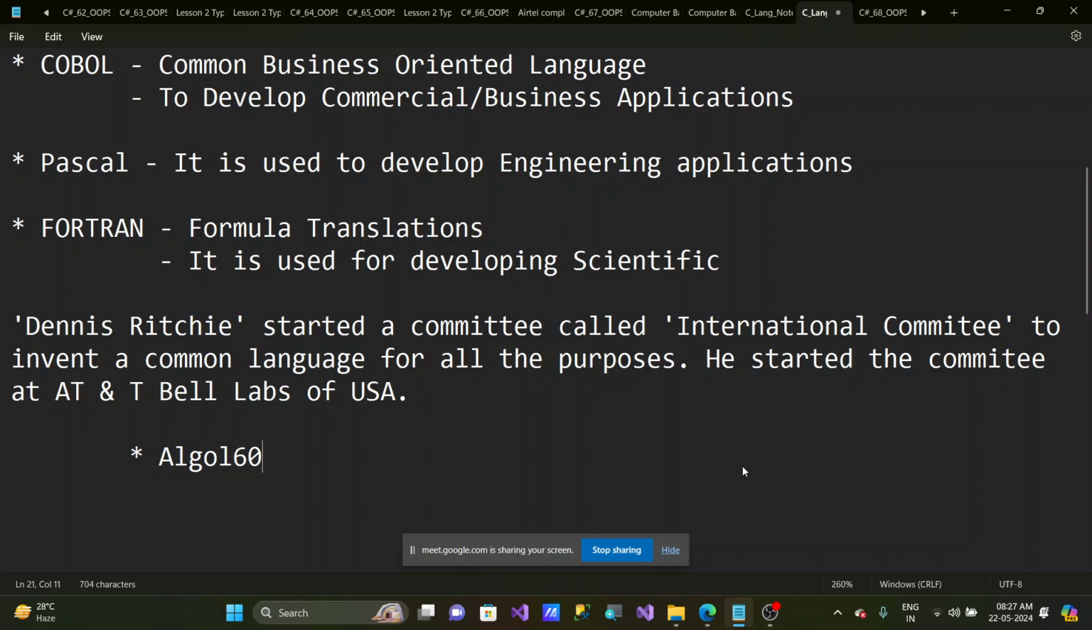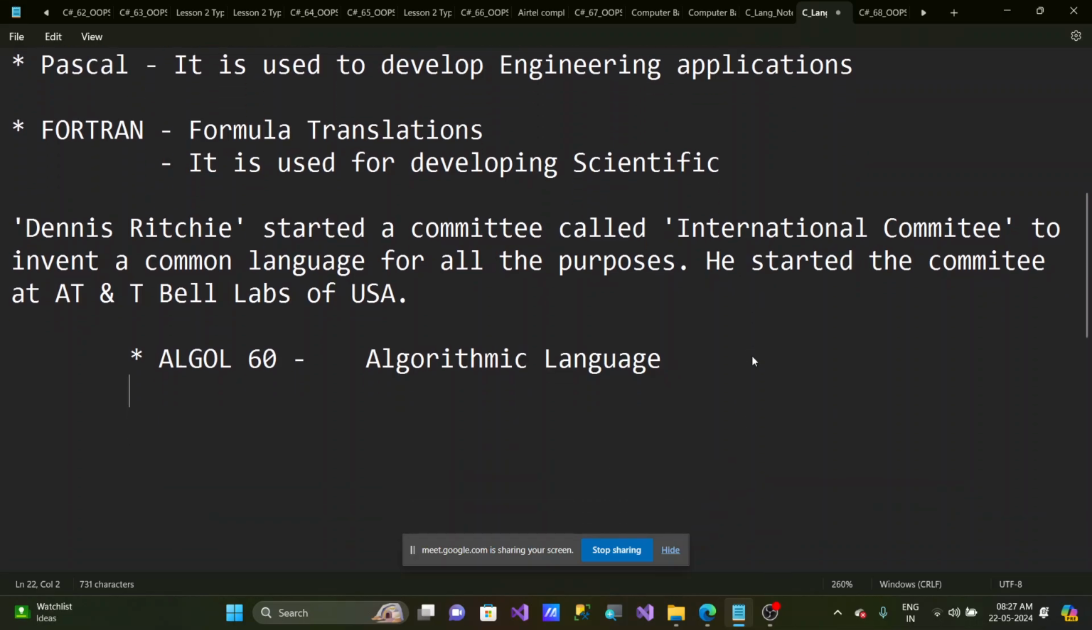Algol 60 was released by the International Committee. Algol stands for algorithmic language. It was the first language said to be algorithmic, launched by the International Committee. But it seemed very difficult to understand, and it had a lot of features. So it actually failed. It did not meet the requirements of Dennis Ritchie.